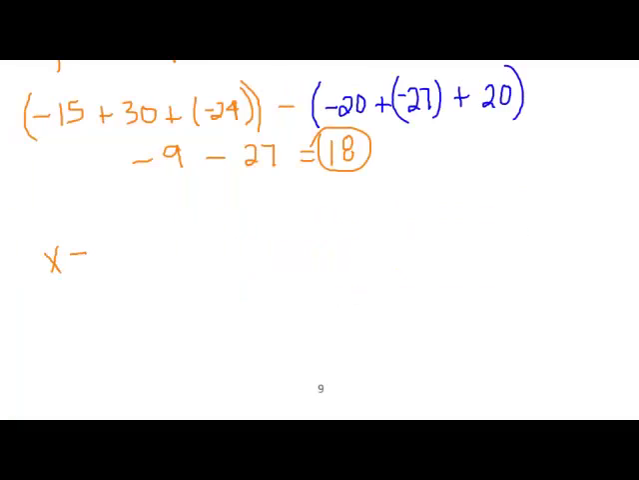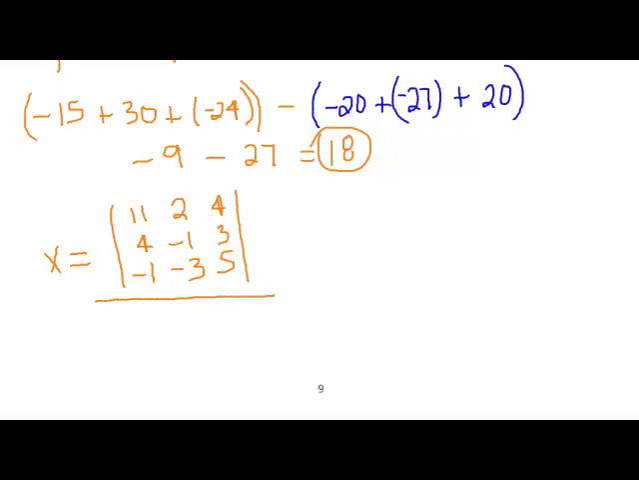So that's what we're going to divide everything by. Next, we're going to solve for x. So here, we first take our constants. That makes up our first column. So 11, 4, and negative 1. Then we need the y's. So 2, negative 1, and negative 3. And our z's, 4, 3, and 5. Again, we're dividing that by positive 18.